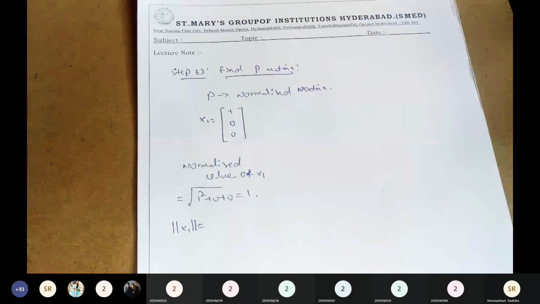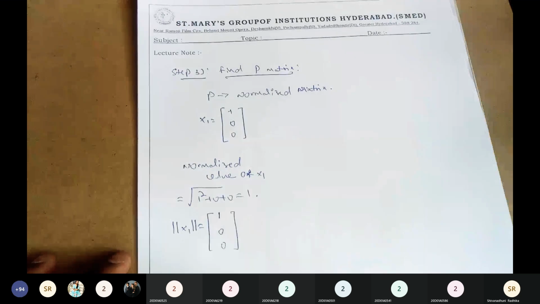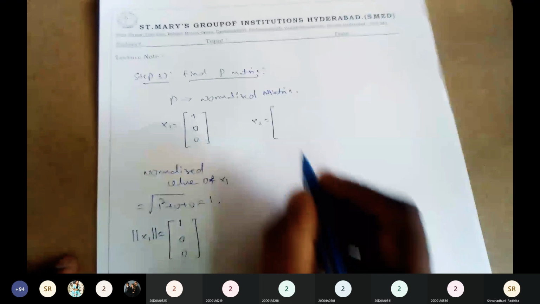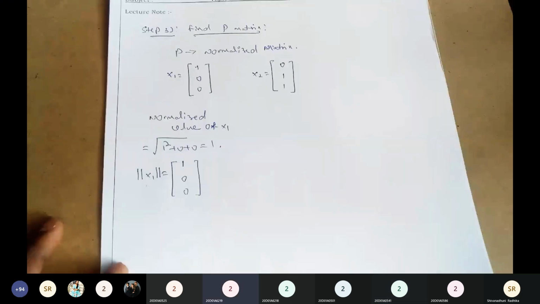So the normalized value of x1 equals to what here? 1. So what is norm x1? Again 1 by 1, nothing but 1 0 0. Is it clear? So this is the first eigenvector. Then go for x2. What is the x2 eigenvector? 0 1 1. Is it clear now? Clear, ma'am.